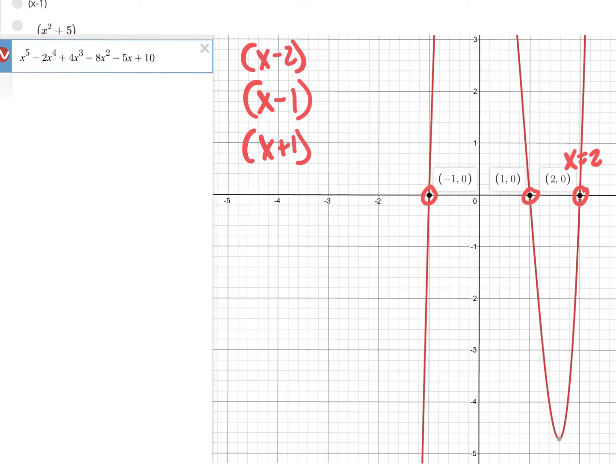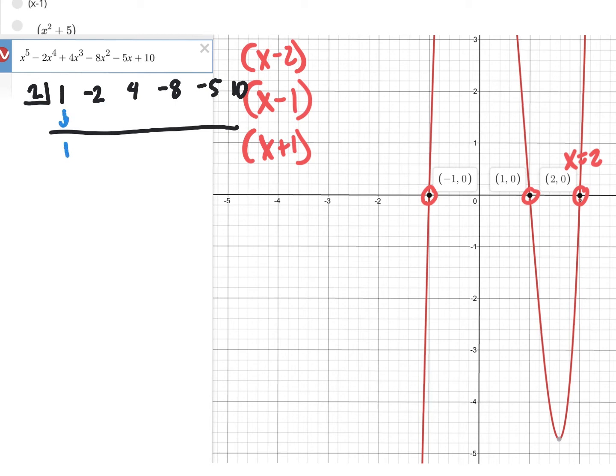We still need to find the other 2 factors or the other binomial that would produce the other 2 answers, which are clearly imaginary. So what I would do is take these answers, the x equals 2, and put that in with synthetic substitution. So here's my 2, and let's do a list of the coefficients. We have 1 in front of the x to the 5th, a -2 in front of the x to the 4th, a 4 in front of the x to the 3rd, a -8 in front of the x squared, a -5, and a +10.